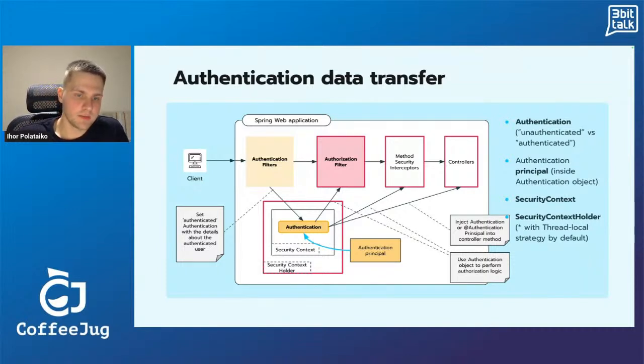So authorization filter will be leveraging your authentication to check what are the authorities within this request and whether the certain action which right now is requested can be performed or not. The same is for method security interceptors. And also within your controllers, you can accept either authentication or authentication principal from within your authentication, or you can use security context holder wherever you want in your application, and you can also fetch authentication from within it.